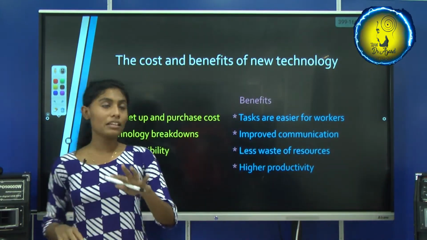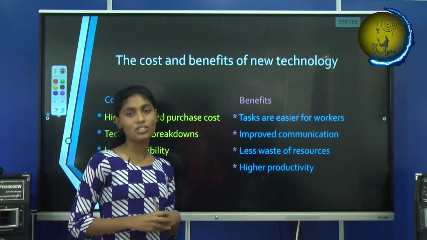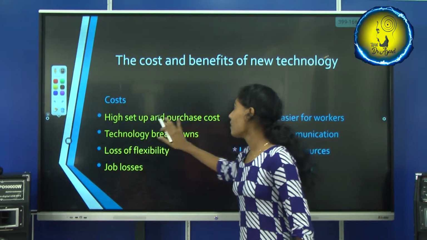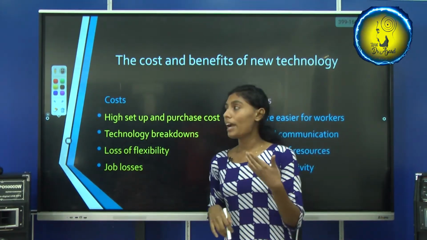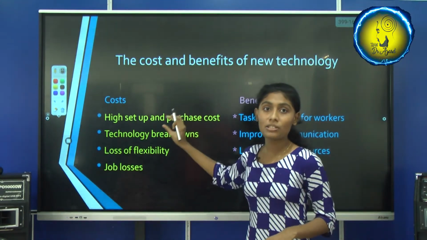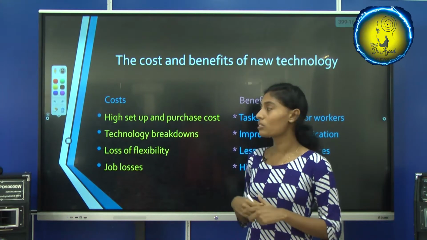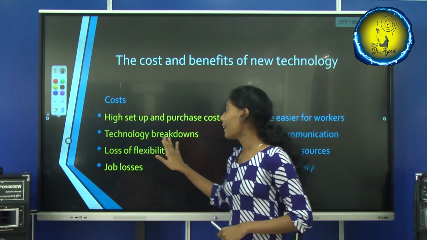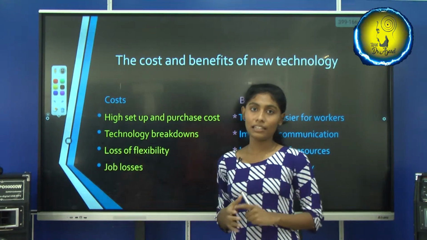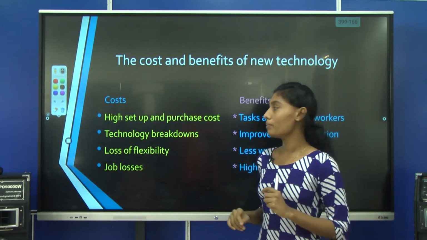Then what are the benefits and the costs that we have because of this new technology to our business? The first cost is the high startup and purchase cost. To buy all these machines and ATMs, all this setup, the initial cost is very high. So most businesses don't like to start it. And then we have technology breakdowns. If there is a breakdown or technical failure, all the workers will be idle. So it's a disadvantage for the business.